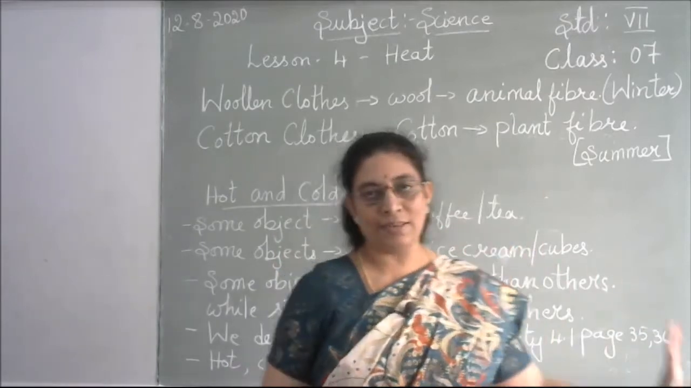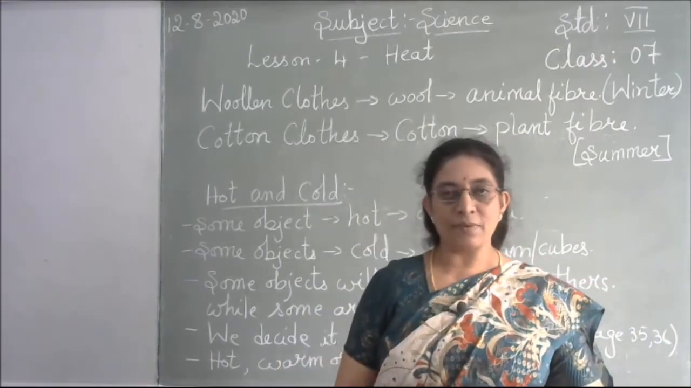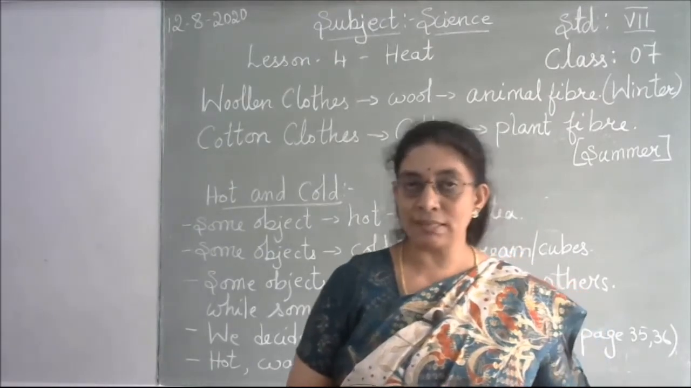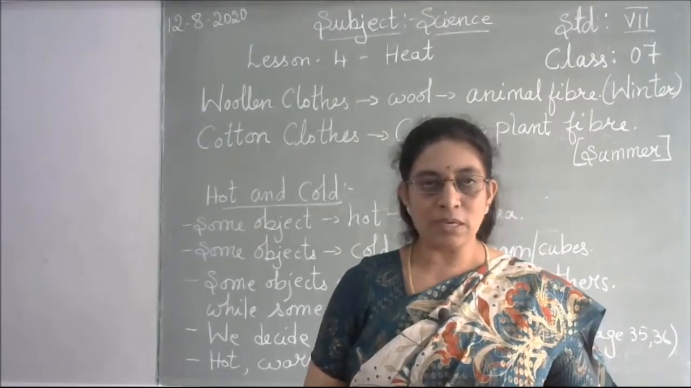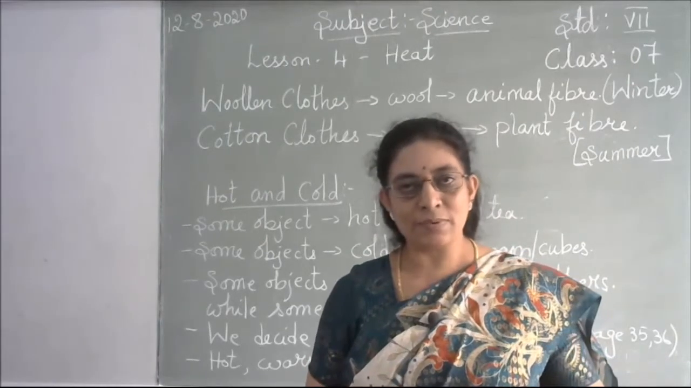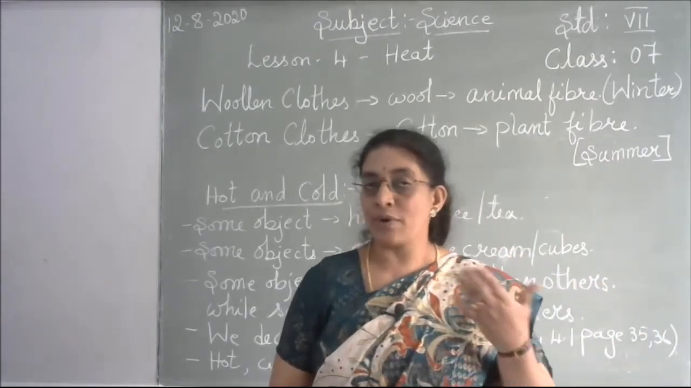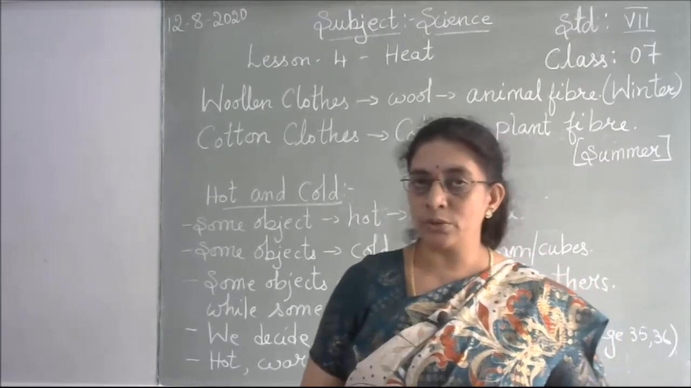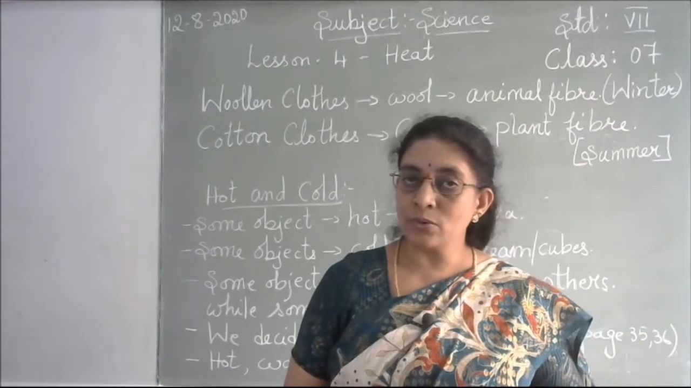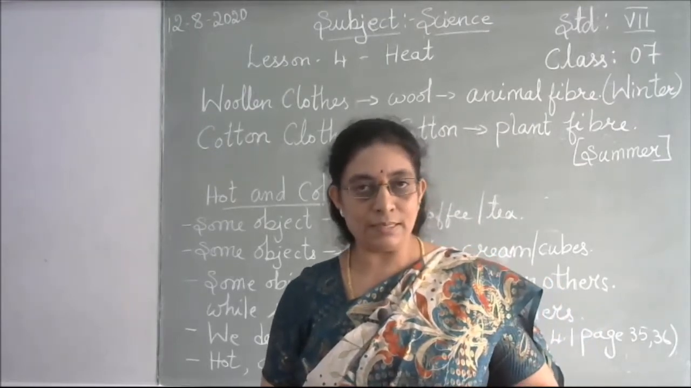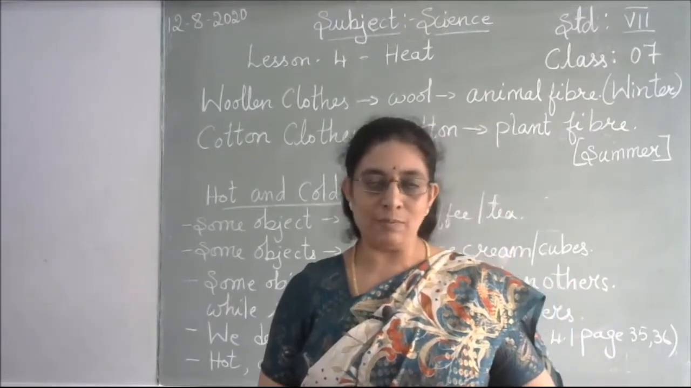In the previous lesson we learned about fiber to fabric. In that, you mainly learned about wool and cotton, which we get from animals as well as from plant products. So how do we make woolen clothes? Woolen clothes are made from wool, and they are used during the winter season. And from where do we get the wool? We get it from the animals.